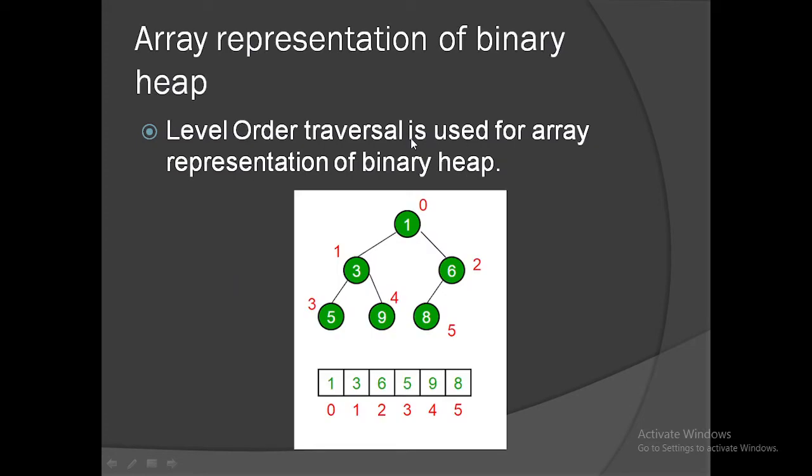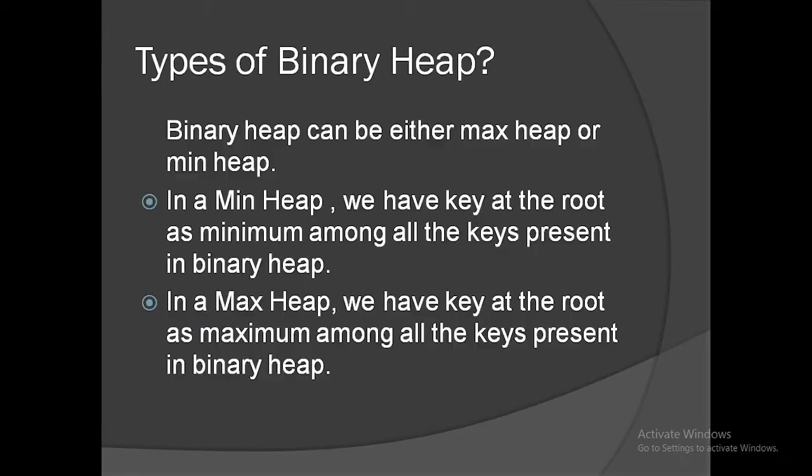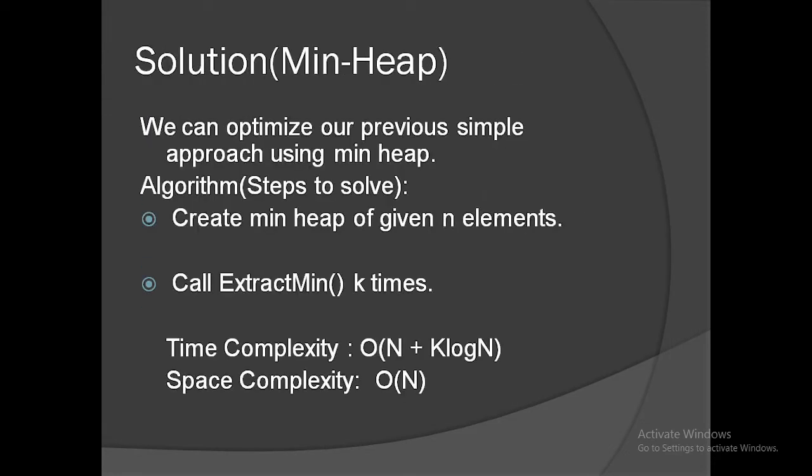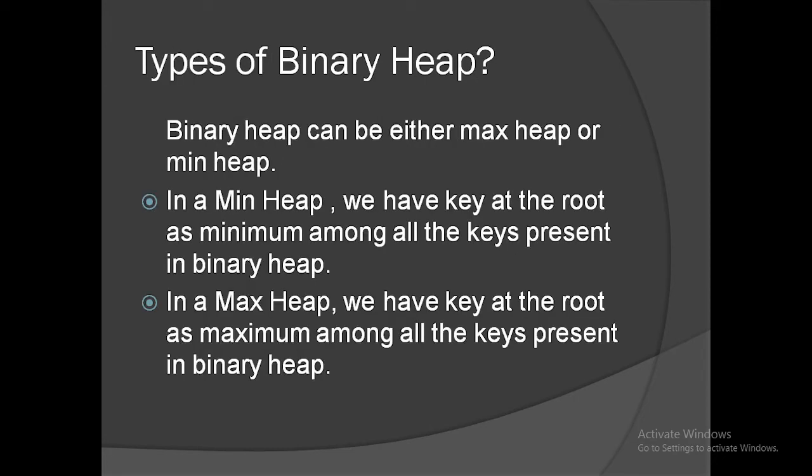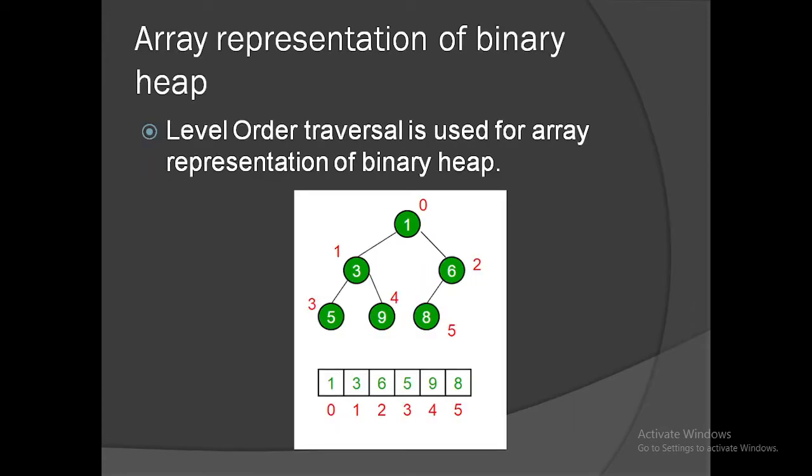Before proceeding with the dry running, I suggest let's go through the coding part of this. But before going to the coding part, let's first revise our algorithm. What is the algorithm saying here? We first have to create a min heap of the given n elements. And the next step is we have to call extract min k times. So we will implement this in our code.